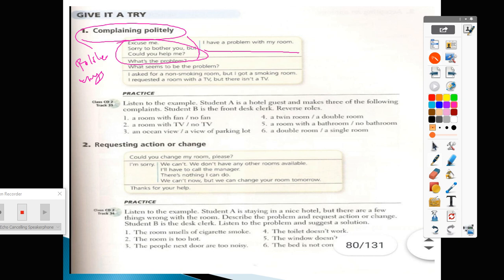Now, requesting action or change. Could you change my room, please? I'm sorry, we can't. We don't have any other rooms available. I'll have to call the manager. There is nothing that I can do. We can't now, but we can change your room tomorrow. Now, these requests, they call it action or change.